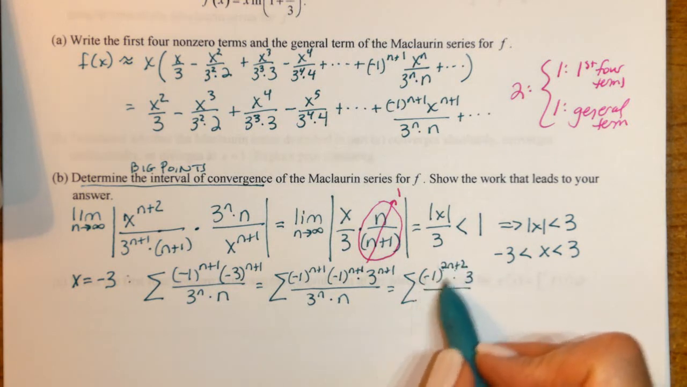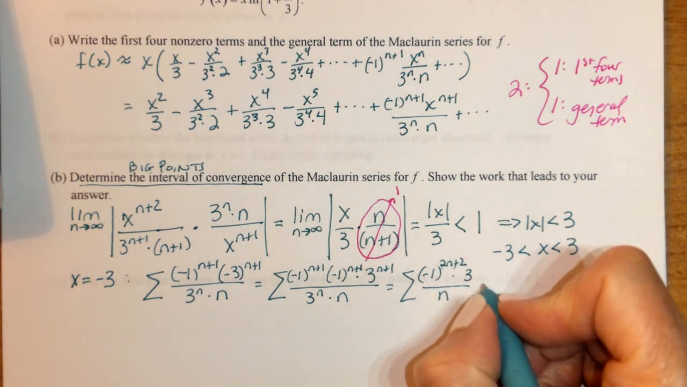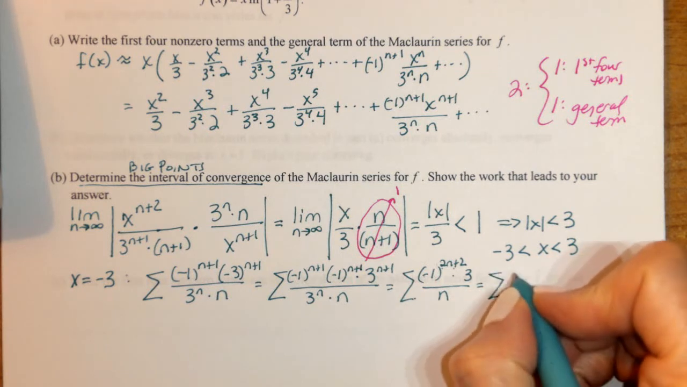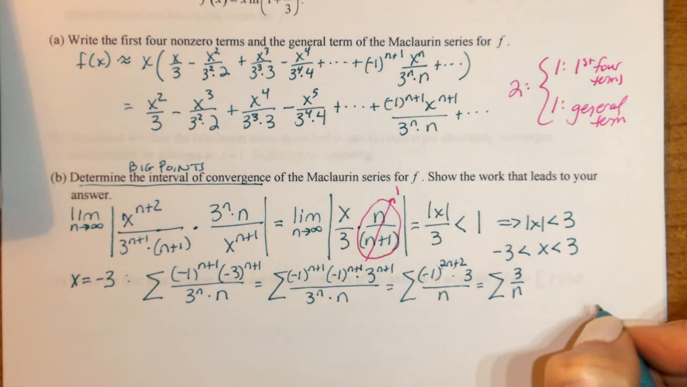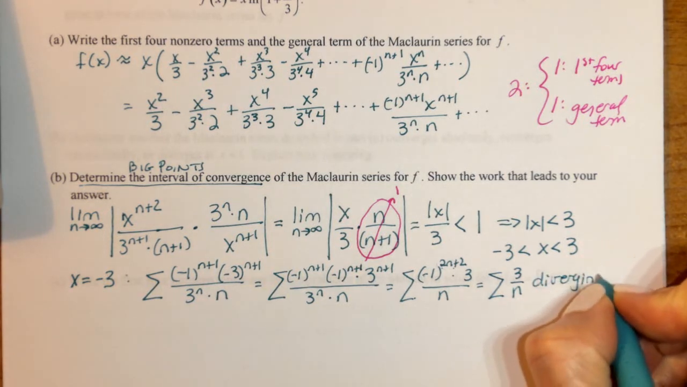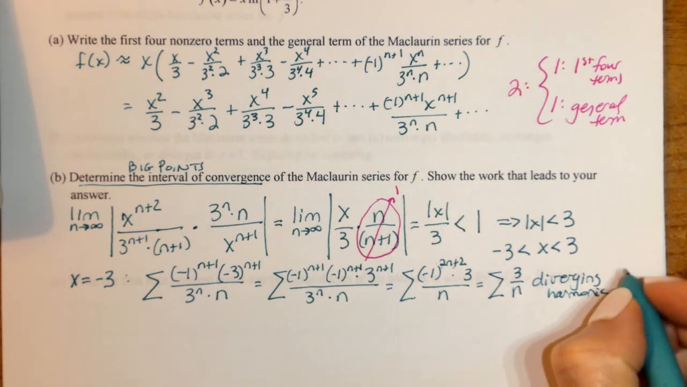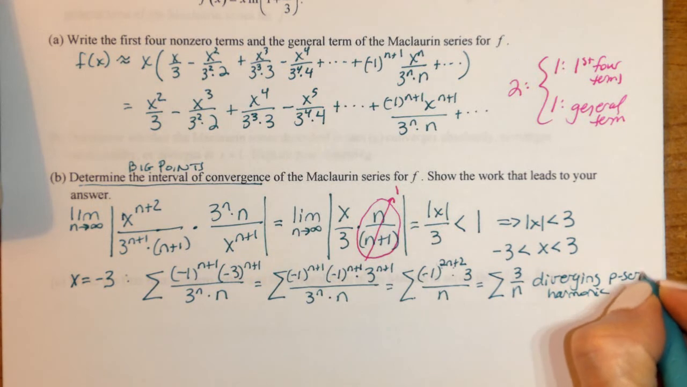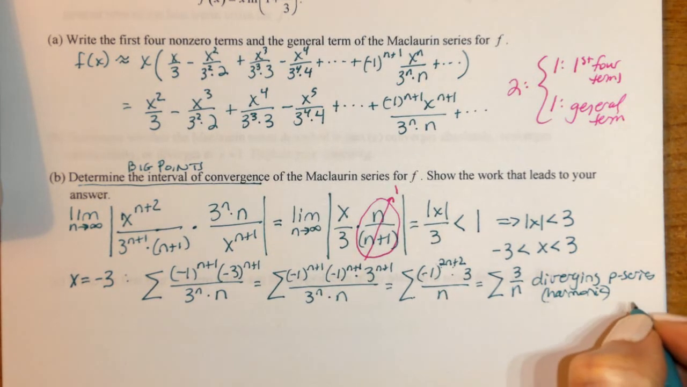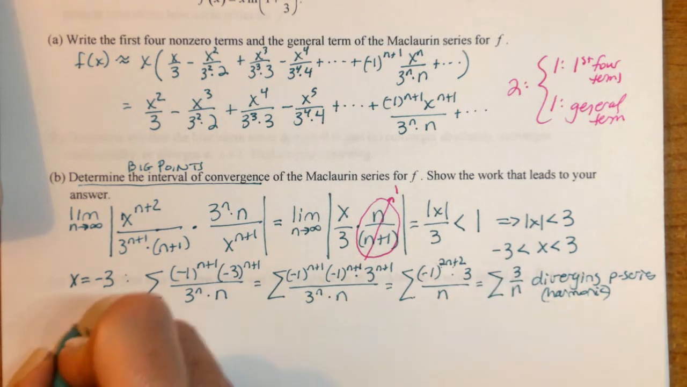So this is always positive 1. So this will be just 3 over n, which is our diverging harmonic, or you can say a diverging p-series, either one. Okay, so it diverges, so we're not going to include x equals negative 3.